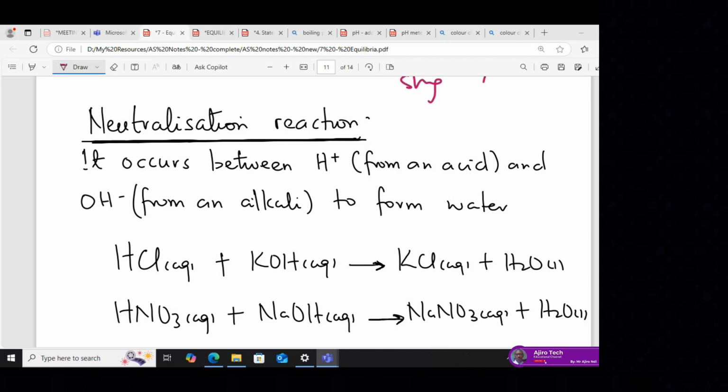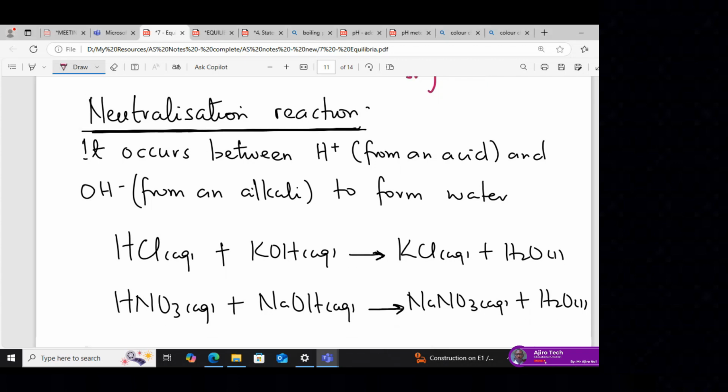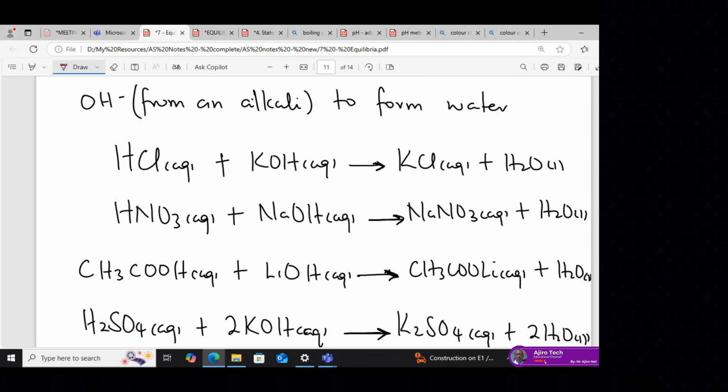Acid and hydroxide. Is that what you say, hydrogen ion or proton, not hydrogen? That is called hydrogen ion or proton. It occurs between H plus from an acid and OH minus from an alkali to form water. So these are examples of neutralization reaction.